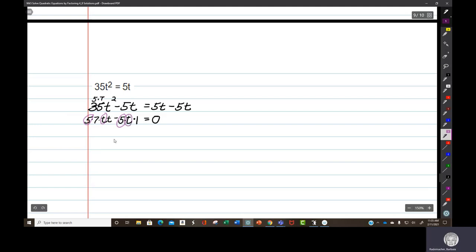A 5 and a t, so I can pull the 5t out. And then write my leftovers. I have a 7 and a t, and a minus 1. That's why I put the 1 there. I saw that the 5t was coming out. So you have to have a 1. You can't put a 0, you've got to put a 1.